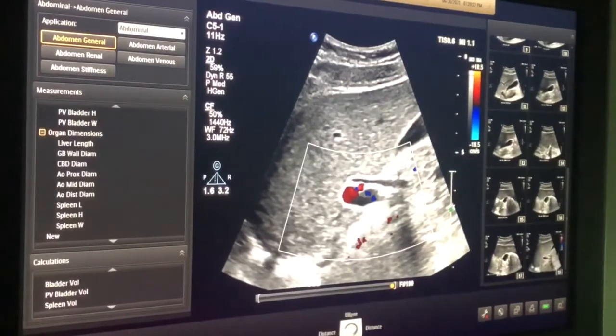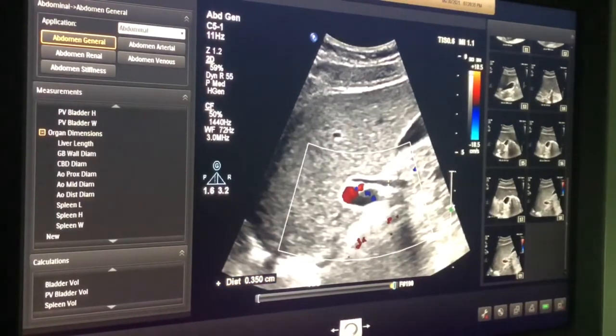I'm going to take a picture of that, and I'm going to measure it from inner wall to inner wall. And it measures 0.35 centimeters, and we want less than 0.6 centimeters, so that is good. And that is my demonstration of the gallbladder.